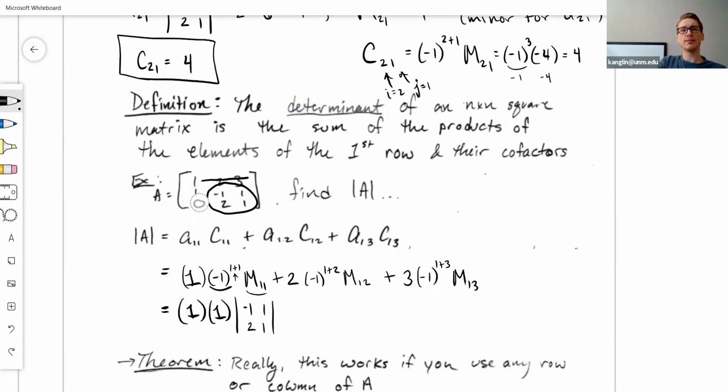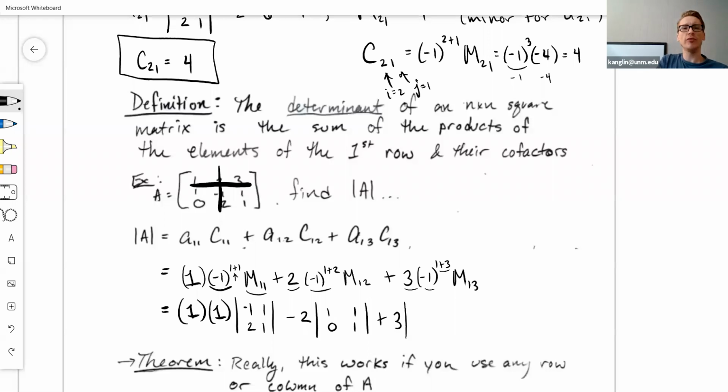Now let's just move on to the next. Here we have 2 times negative 1 to the 3 is negative 1, so I'll just make this a negative 2 overall. M12 says erase the first row, second column. Take the 2 by 2 determinant of what remains, right? First row, first column removed. 2 by 2 determinant of what remains, 1, 1, 0, 1. Next entry here, we have 3 times negative 1 to the 4th is positive 1, so that's just a 3.